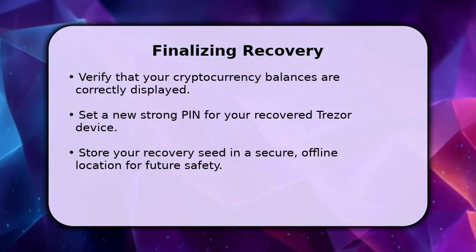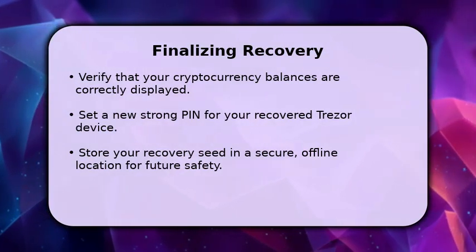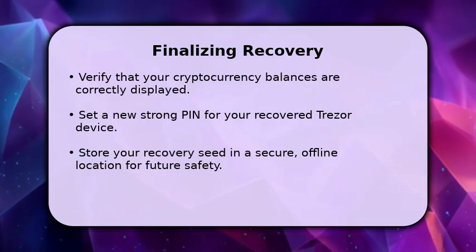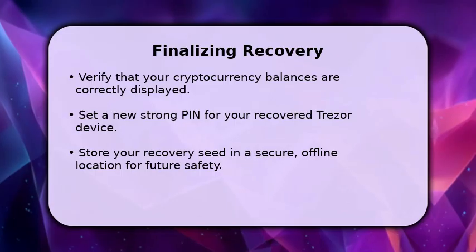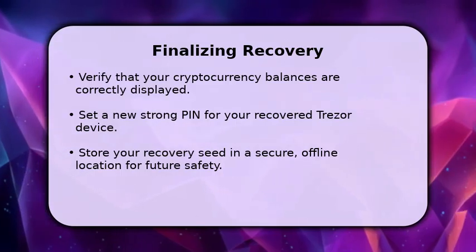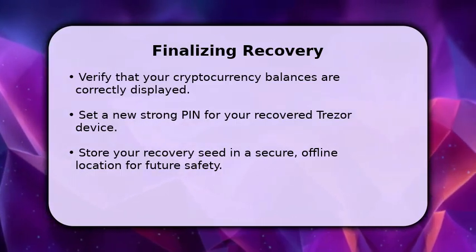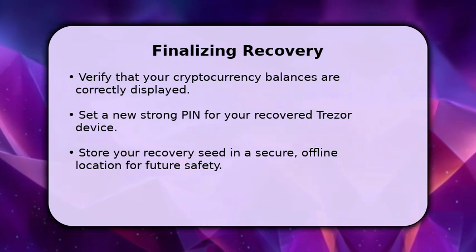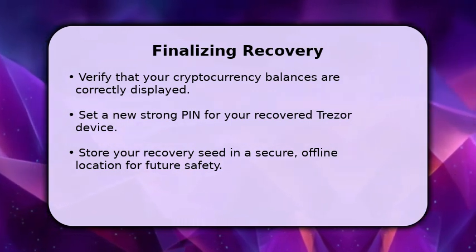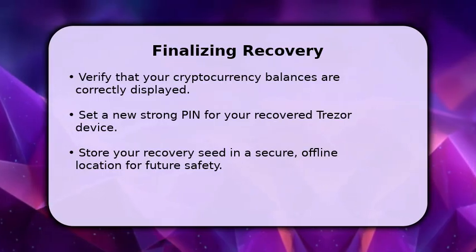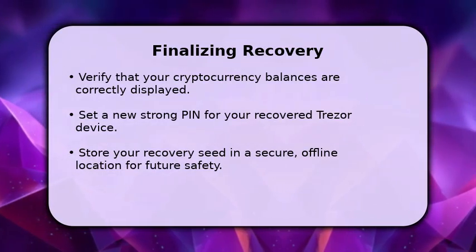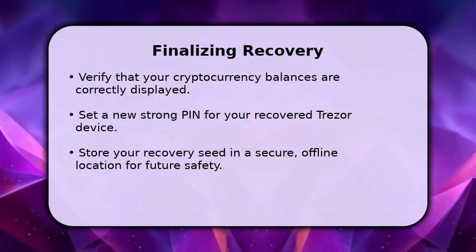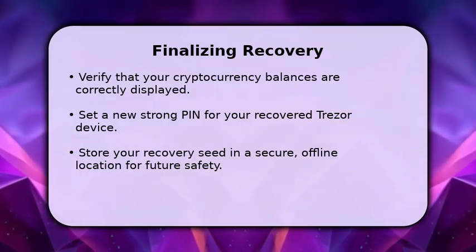After successfully entering your seed, your Trezor device will synchronize. Take a moment to verify that all your cryptocurrency balances are accurately displayed within the wallet interface. Next, you will be prompted to set a brand new, strong personal identification number for your Trezor. Finally, and most importantly, ensure your physical recovery seed is stored in an extremely secure, offline location, safeguarding it for any future needs.